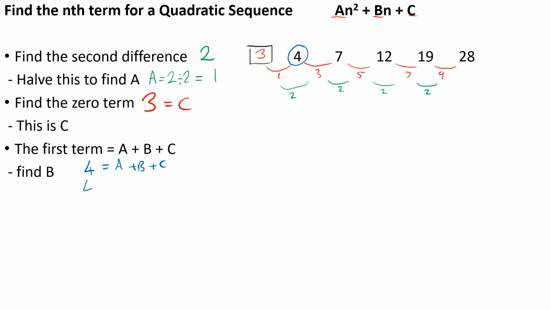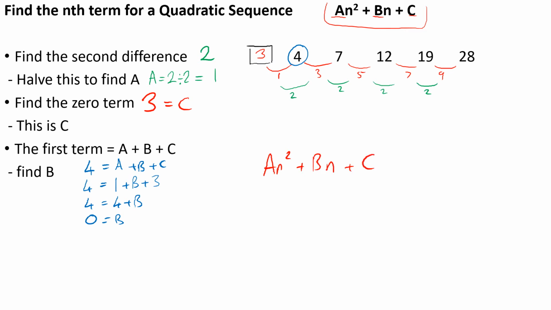So 4 equals, what's a? A was 1. B we don't know. C was 3. So 4 equals 4 plus b. So b equals 0 in this case. So putting that all together, we've got that a equals 1, that b equals 0, and c equals 3. So according to our formula, it is an squared plus bn plus c. So that is 1n squared plus 0n plus 3.